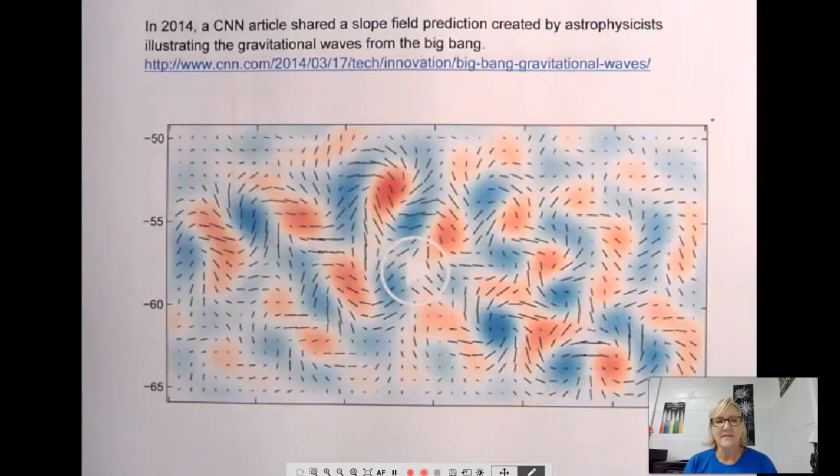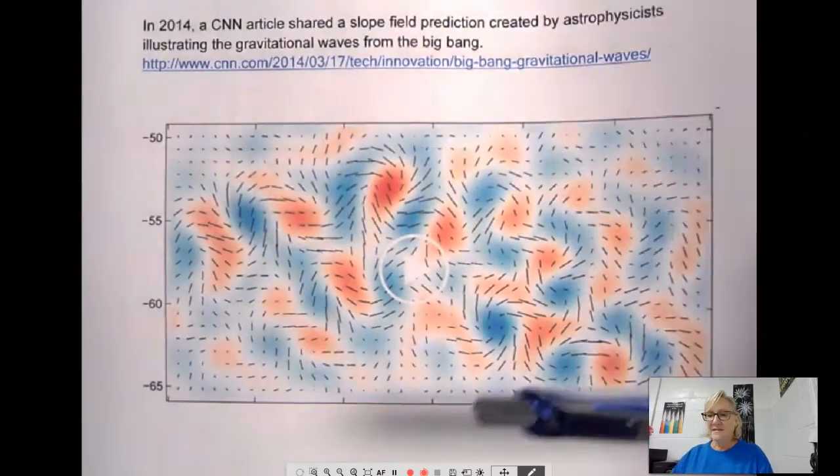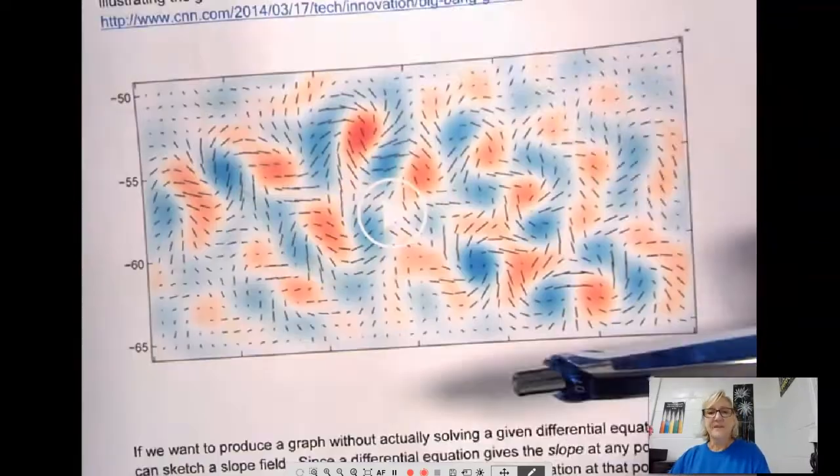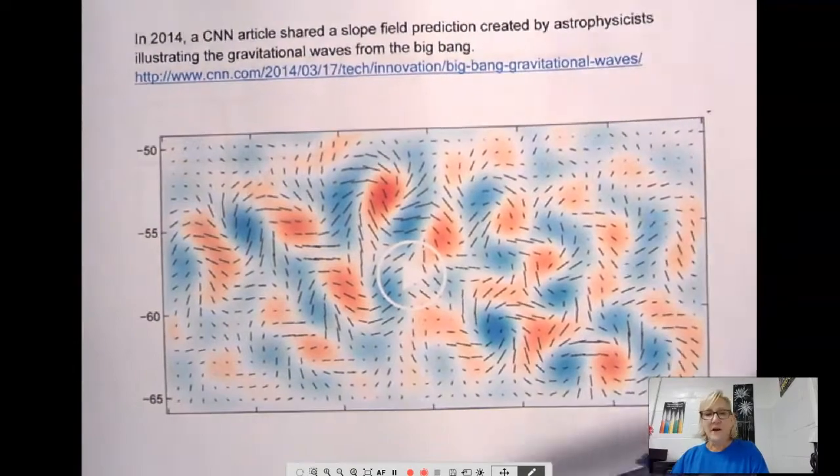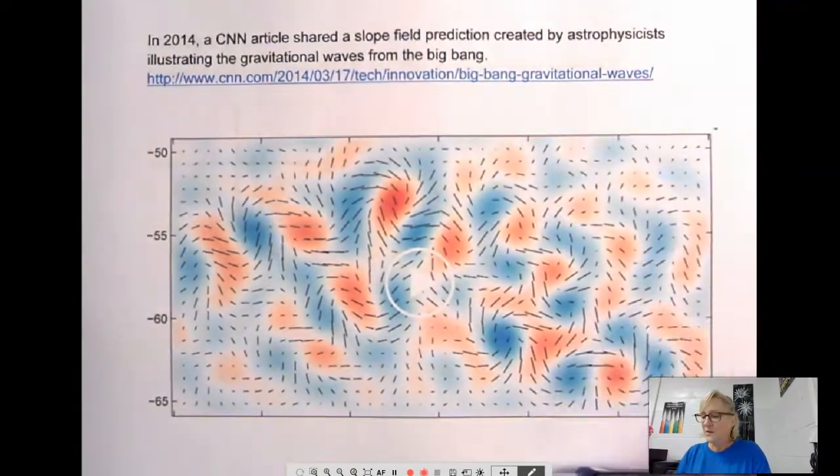It's just like we talked about. It's a graph with a bunch of little tiny segments representing slopes at different points. And I don't know that you could say there's a flow to this or not. Again, it's kind of chaotic, but I was just so excited when I found it, because it's like, oh my gosh, this is a real slope field, and this is current astrophysicists using these slope fields to try to make sense of something that happened so long ago. So there you go. I don't know if you can still find that article or not, but I put the link there if you wanted to try.